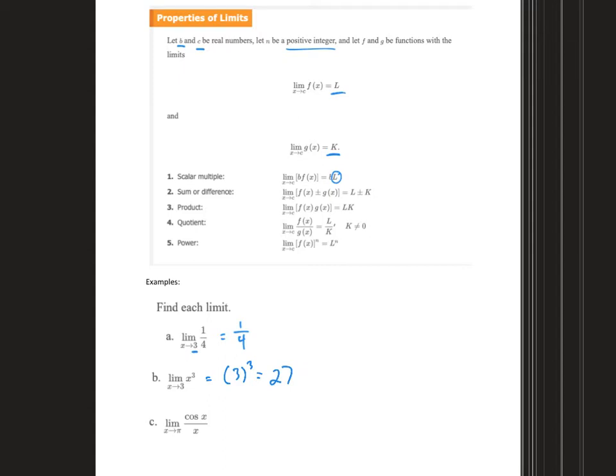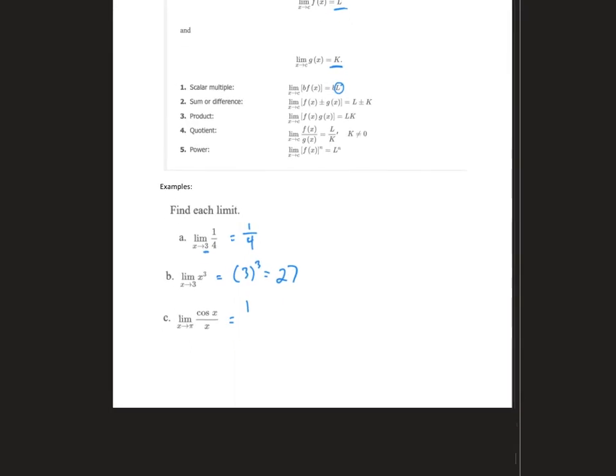Part C says the limit of cosine x over x as x approaches pi. Again, I can do direct substitution on this one. I can just do the quotient of those limits. So if I plug in pi, really we're doing the limit, hold on.